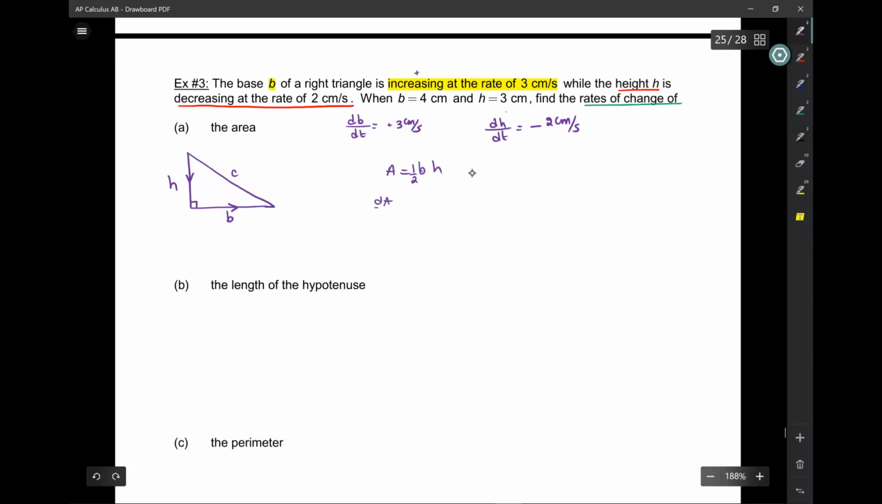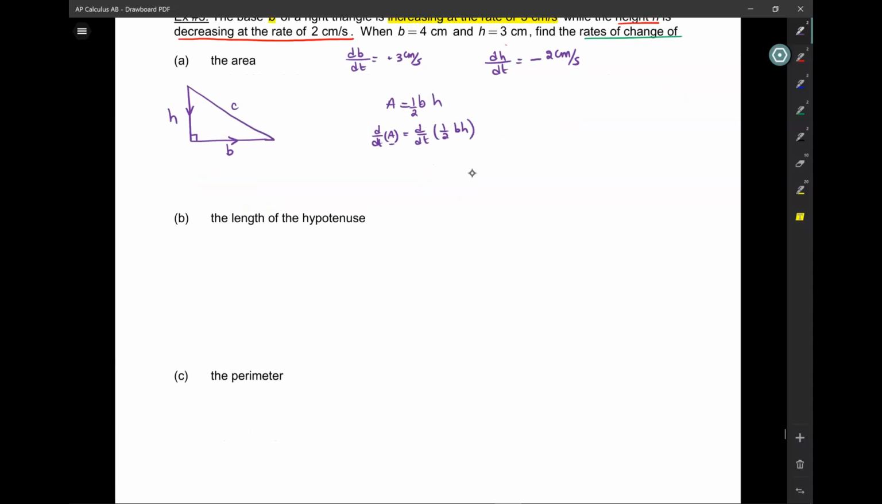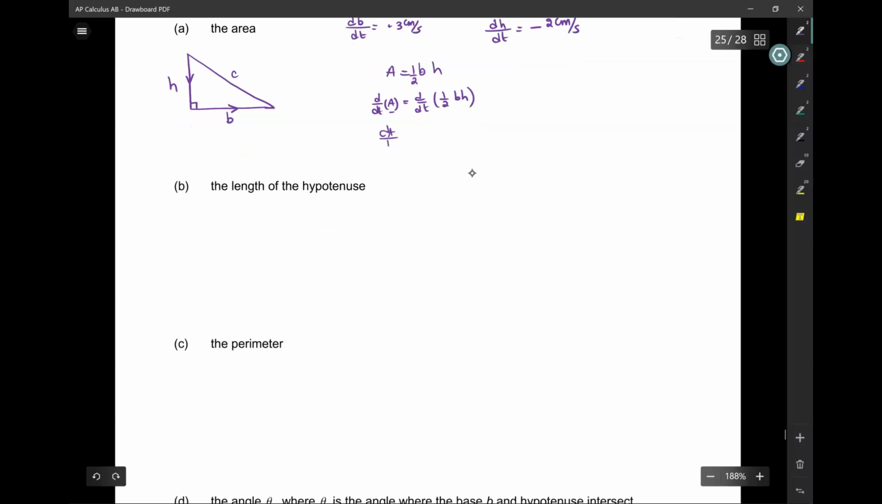So I need to take d/dt of A equals d/dt of one half bh. Now the half is going to come out. So dA/dt is going to be half. And now it's the derivative of bh, and they're both changing, neither of them is constant, so that's the product rule. So it's the first one times the derivative of h plus the derivative of b times h.